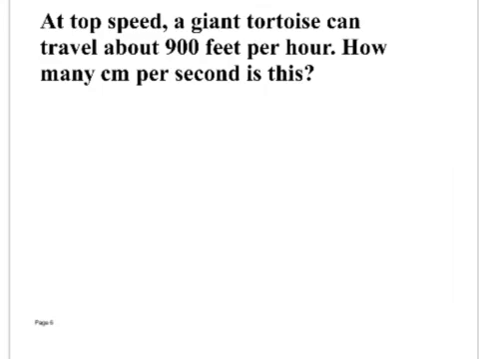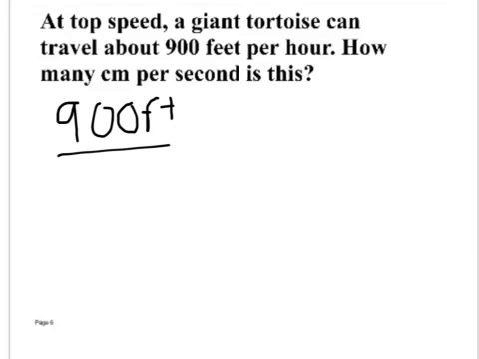Write this down. Now we're going to convert rates. We've been converting measurements, now we're going to convert rates. It says a giant tortoise can go 900 feet per hour. So that's the first thing we write. We want to go to centimeters per second. You can choose which one you want to go to first. We can make feet to centimeters, or we can make hours to seconds. It does not matter. I'm going to go hours to seconds.